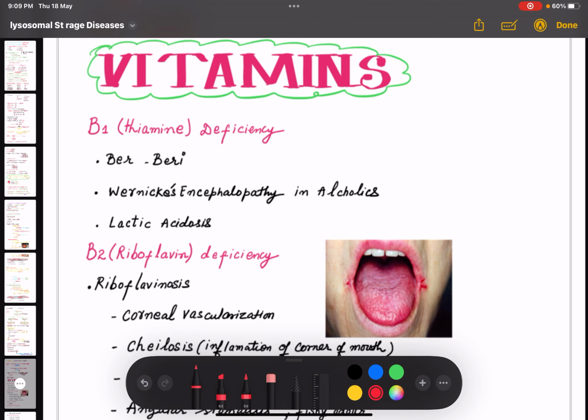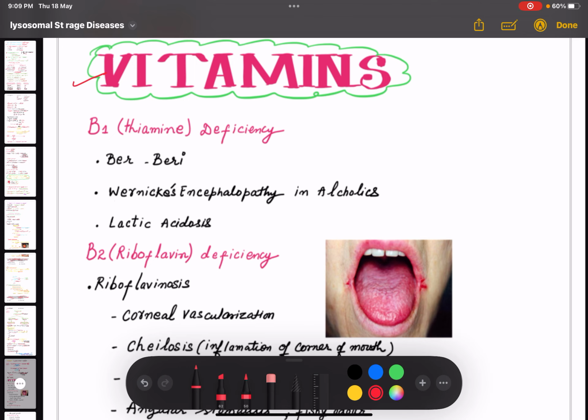Now see this important topic, that is vitamins. Every time you will get 3-4 questions, even 5 questions from the vitamins. Don't leave this topic, guys. I have covered every important MCQ in the vitamins here. Don't miss out.